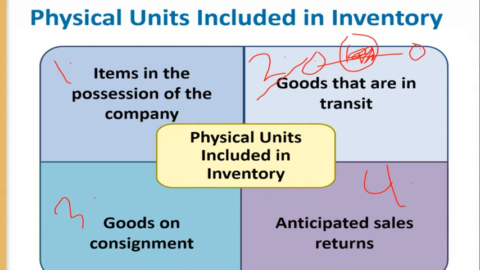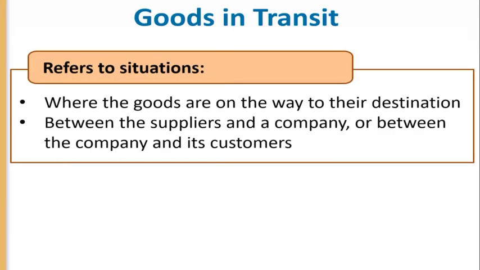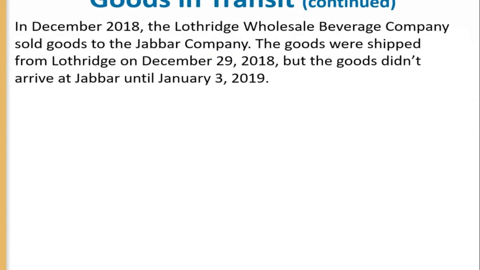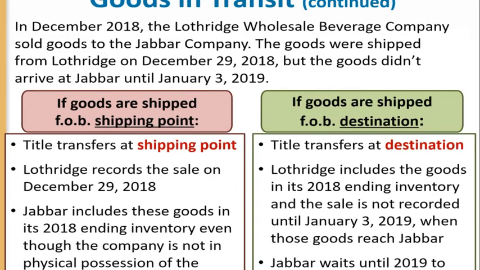So the first thing, the goods in transit. The ownership of the goods in transit depends on the terms, whether the free on board is shipping point or destination. For the shipping point and for the destination, let's see one example with the help of a diagram.